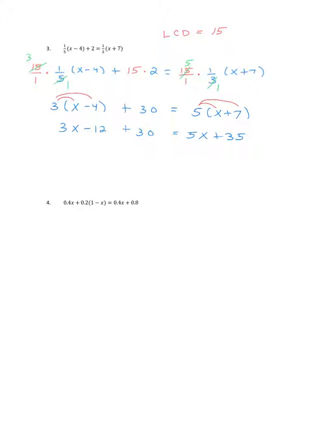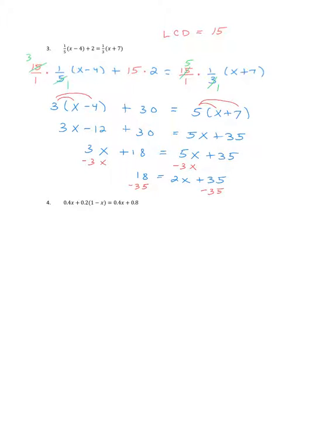Okay, on the left side, I have negative 12 plus 30, that's positive 18. I still have 5x plus 35. I guess I'm going to subtract 3x. So I get 18 is equal to 2x plus 35. Then I'm going to subtract 35.